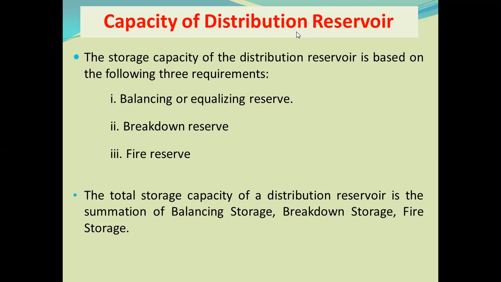First one is the balancing storage or equalizing storage. Second one is breakdown storage, and third one is fire storage. We have discussed the theory part about these three storages, right? What is the meaning of balancing storage, what is breakdown storage, and what is fire storage. Collectively, when we add these three storages, we get the capacity of a distribution reservoir. That distribution reservoir may be a ground based reservoir, or we can say surface reservoir, or it may be an overhead tank.